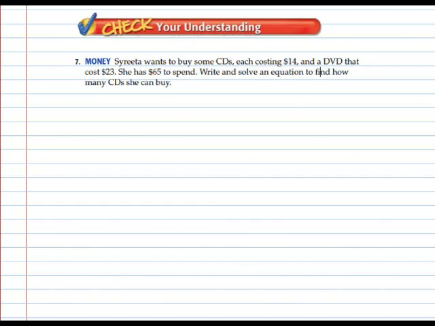Sarita wants to buy some CDs, each costing $14, and a DVD that costs $23. She has $65 to spend. Write and solve an equation to find how many CDs she can buy. Well, the CDs are $14 each. We'll use C for CDs. The DVD is $23. She has $65.